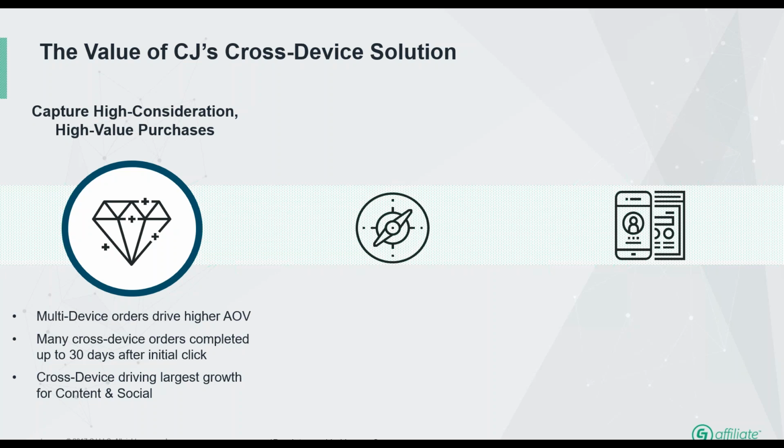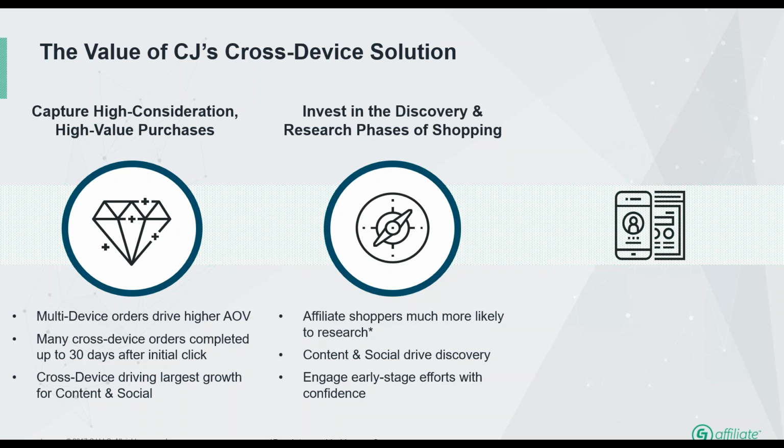At the same time, these orders are often being referred by content and social publishers. So what does all that mean? Well, it means that affiliate shoppers are much more likely to put in the time to do the research to make sure that they're making a good decision. And then they're utilizing content, social publishers to find the reviews and expert advice that they need. This makes total sense when the data shows that these are resulting in higher price point, higher order values.